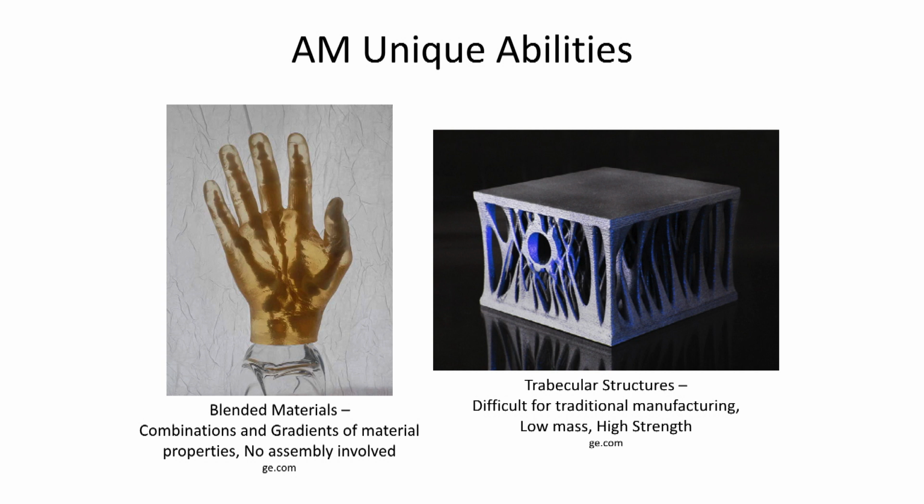We can also produce trabecular structures, things that would be uniquely difficult for subtractive manufacturing to make, and perhaps impossible for formative manufacturing to make. We can also blend materials in a way that we can't with other manufacturing techniques. And because we can blend materials, especially with more advanced techniques like droplet printing, we can blend materials together at the level where we get a gradient between different material properties in different locations.